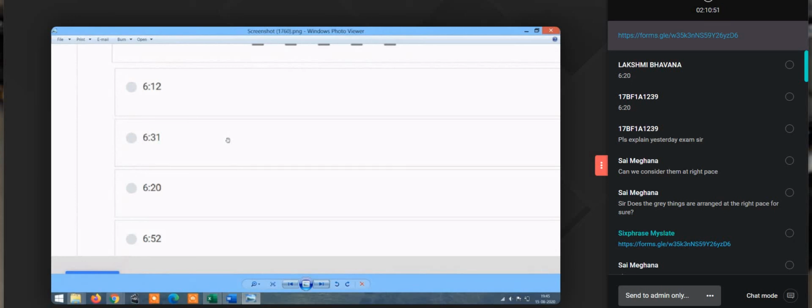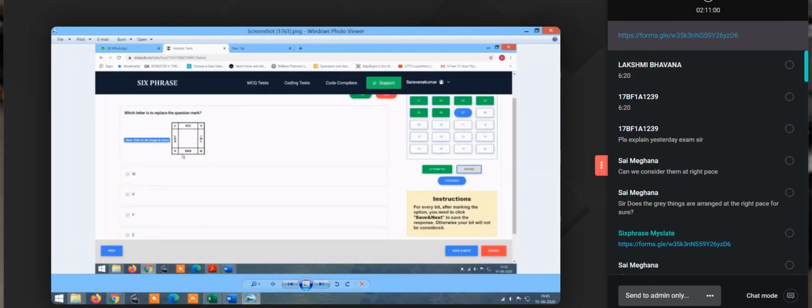D, if you add, you get 13. So only option C gives you a sum of 8 when you add the digits, right? So that is the correct answer.